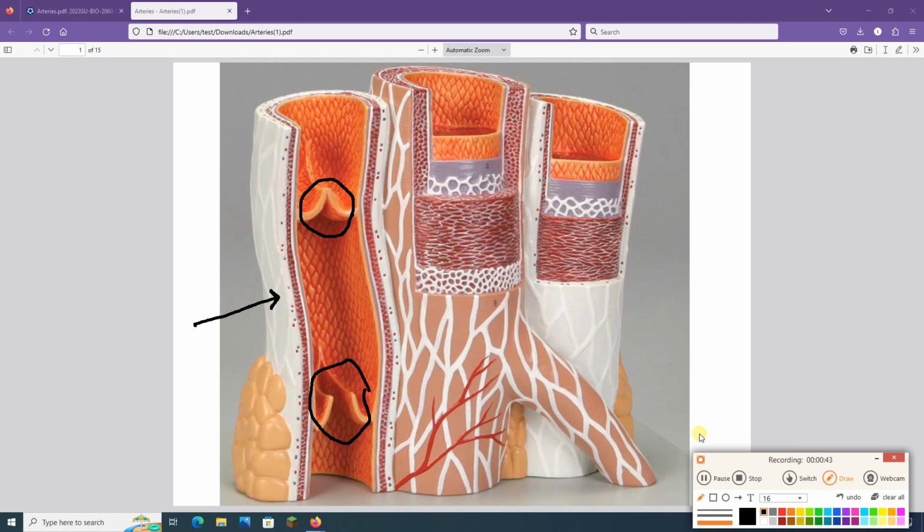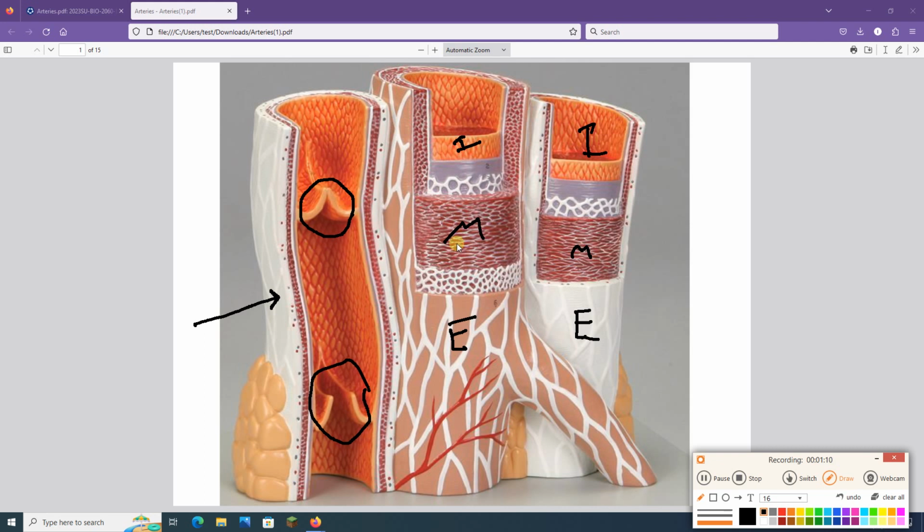And what I want to do to distinguish these two vessels is look at the layers, all right? So this orangish layer right here is the tunica interna. So there's the tunica interna right there. And then we have the tunica media here and here. Then we have the tunica externa here and here. Remember, interna is also called intima. Externa is also called adventitia.